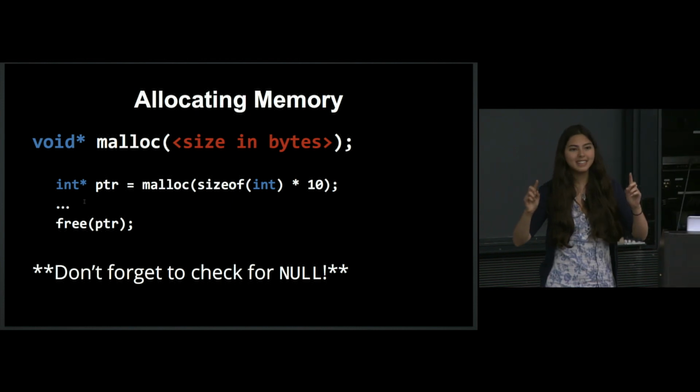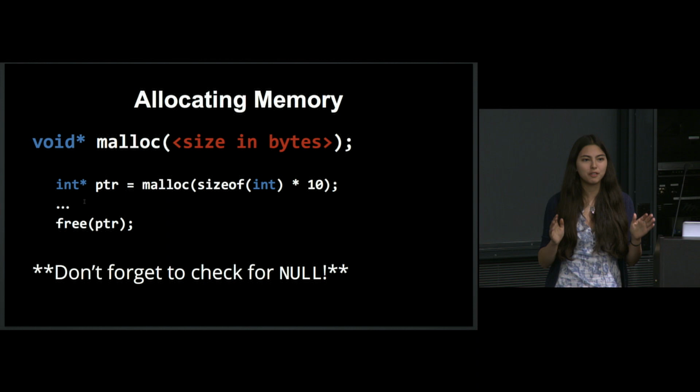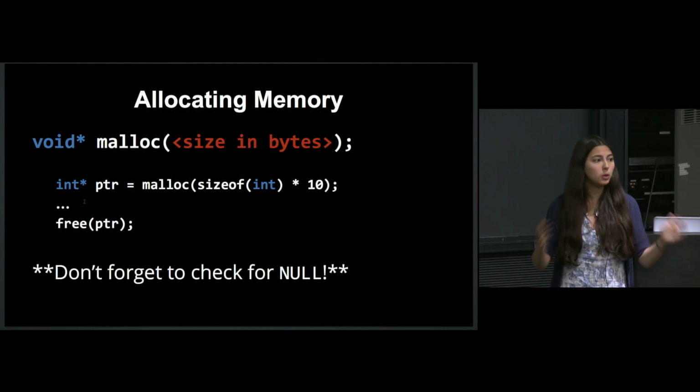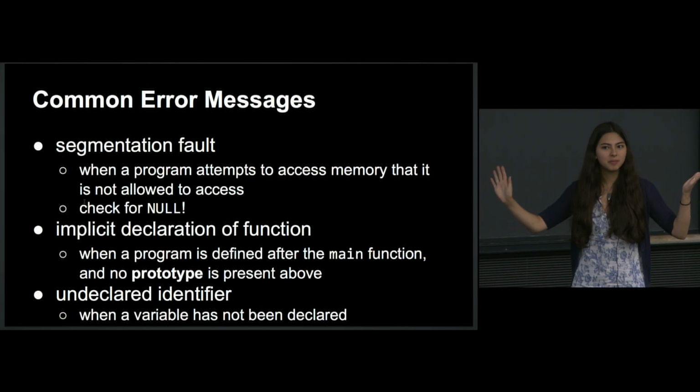Something super important: anytime you call malloc, you have to check for null. If you don't check for null, well, if malloc runs out of space and can no longer give you any more memory, it will return null. So if you don't check, malloc may have returned null, and then if we try to dereference a null pointer, we're going to get a segmentation fault, which we'll talk about right now. Awesome. Okay. Questions with malloc?